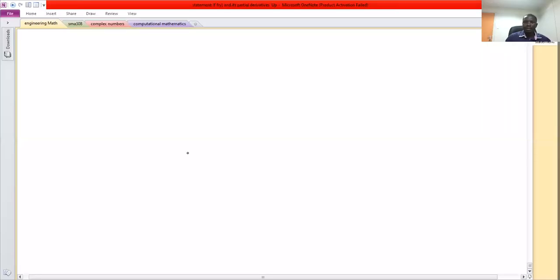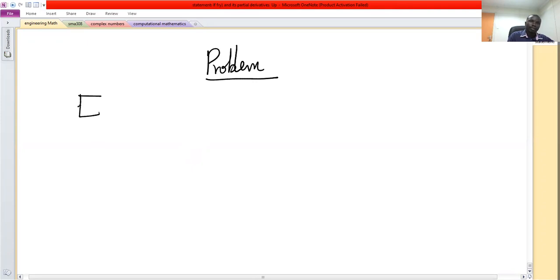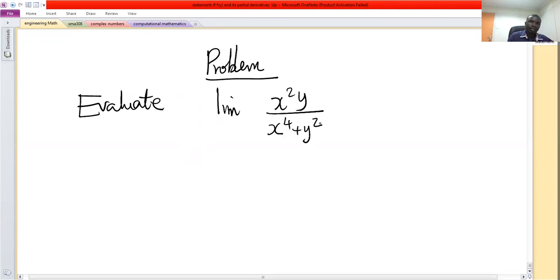Welcome to this session. In this session, we are going to give an example on how to evaluate the limit of a function of two variables, x and y. So here's the problem. Evaluate the limit of x squared y over x to the power 4 plus y squared, as x approaches 0, y approaches 0.